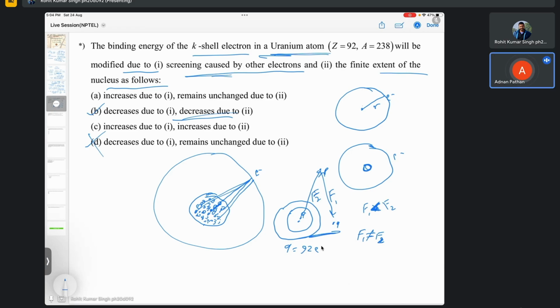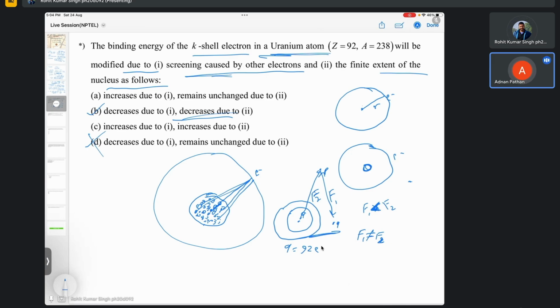But why are we comparing with a point nucleus? There's no mention of the difference between a sphere of a certain charge density and a point nucleus. No, because in many calculations we assume that the nucleus is a point particle. For this particular question, they are just asking: will there be a modification of the binding energy due to the finite extent of the nucleus?